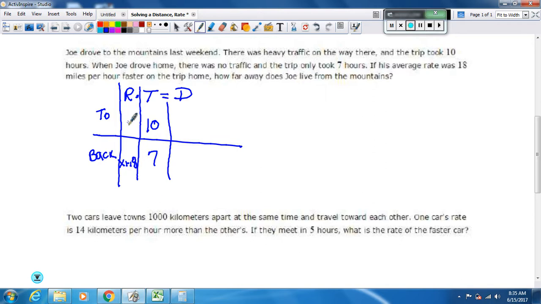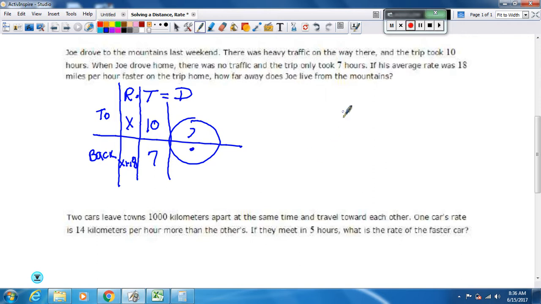That means we don't know how fast he was going on the way there. So we have to call that x. So we have the first rate is x, and on the way back he was 18 miles an hour faster. So that's x plus 18. So then, how far away does Joe live from the mountains? We don't know this part.